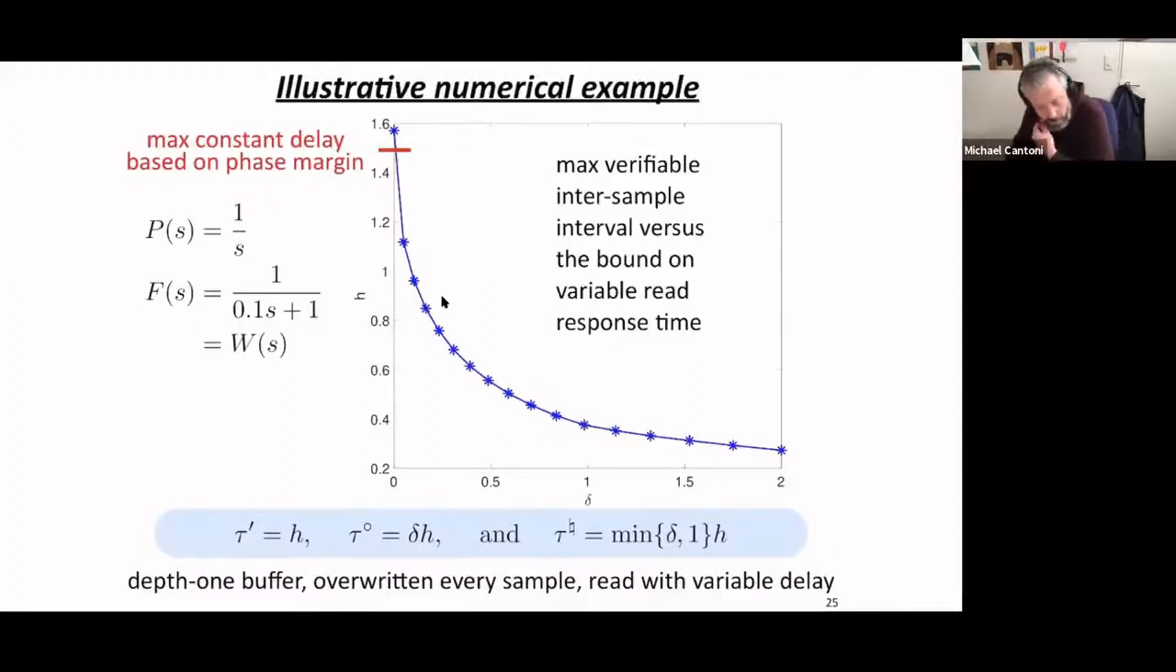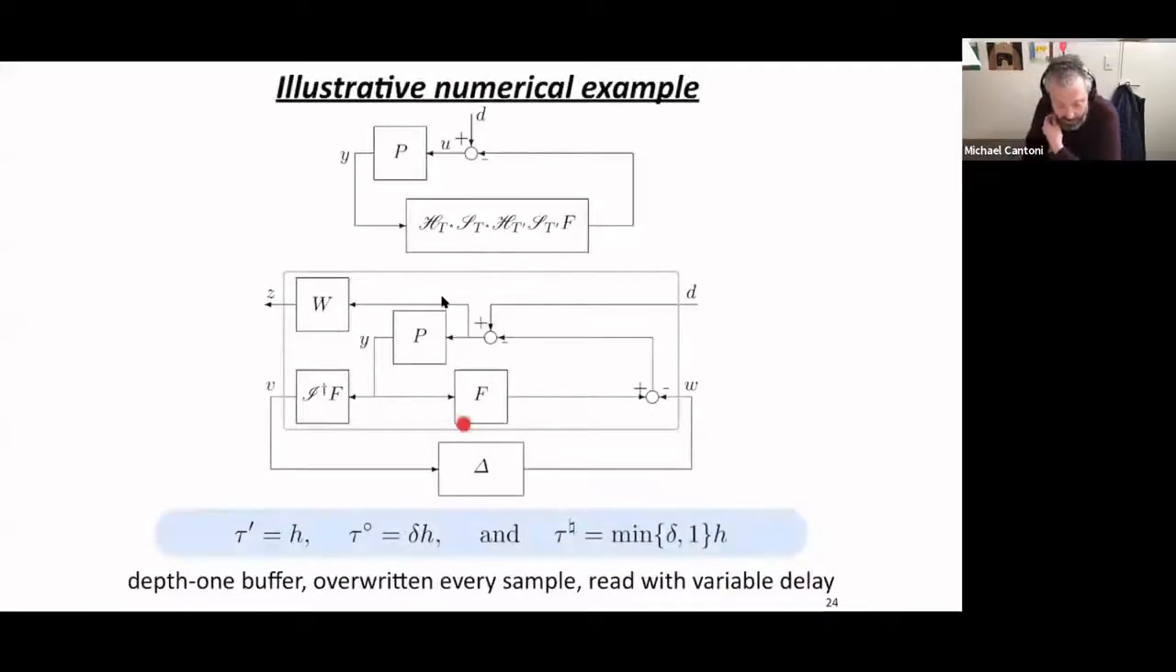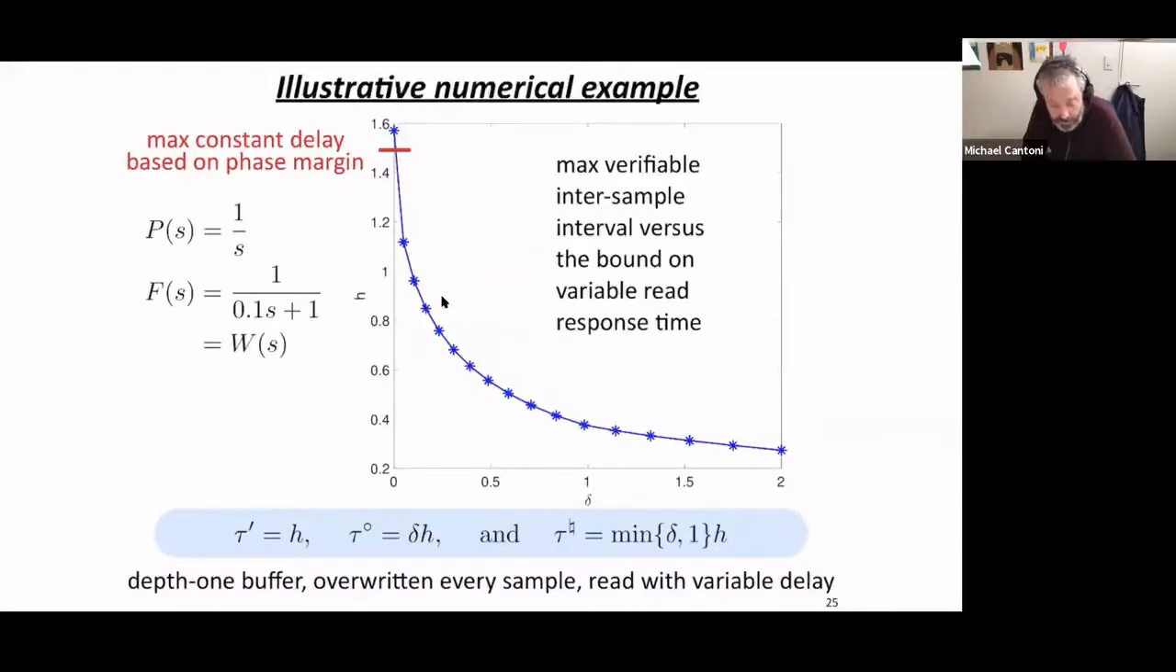So verifying stability of this interconnection involves verifying that the complementary IQC is satisfied by this H. These are all LTI objects, so it'll just be some LTI object, and I can verify that it satisfies an IQC that is complementary to the IQC that characterizes delta by solving a convex program. And these are the results you get.